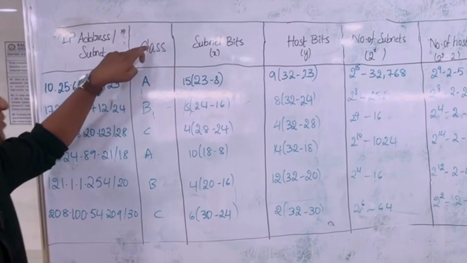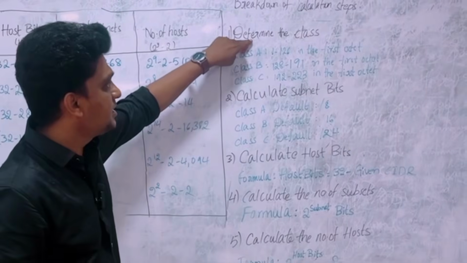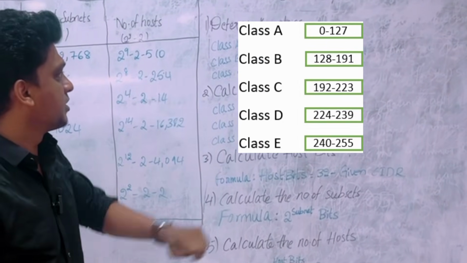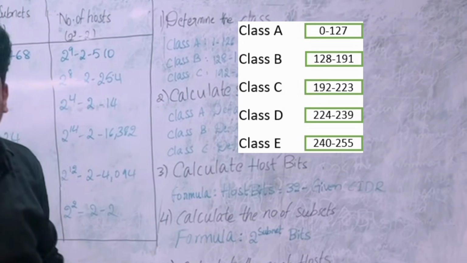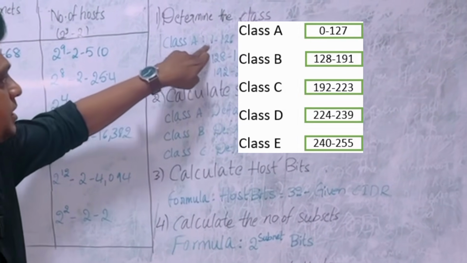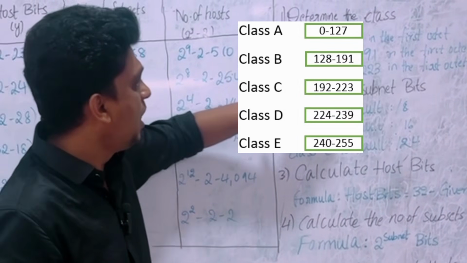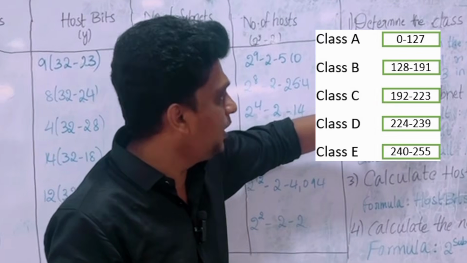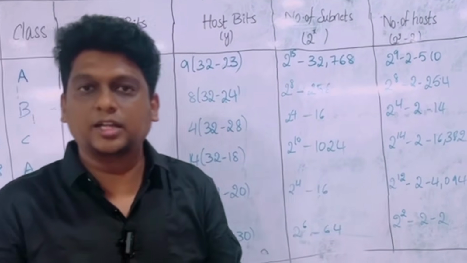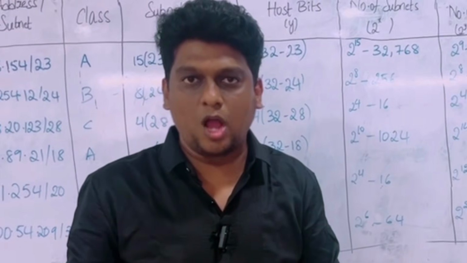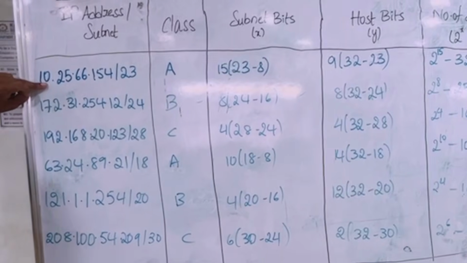First we determine which class it should belong to. To determine the class, we have several combinations. If it belongs to class A, the first octet should be from 1 to 126. Class B comes under 128 to 191, and class C comes under 192 to 223 in their first octets. IP version 4 has 32 bits, which consists of 4 octets. Here you can see the first octet is 10.